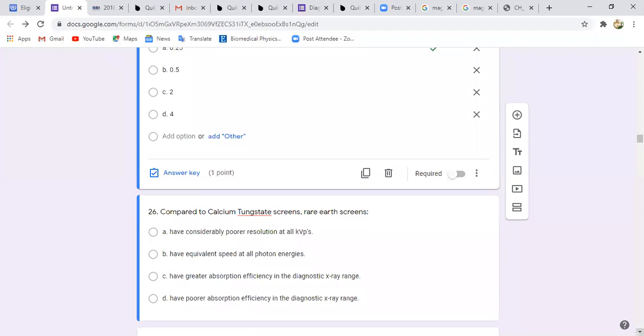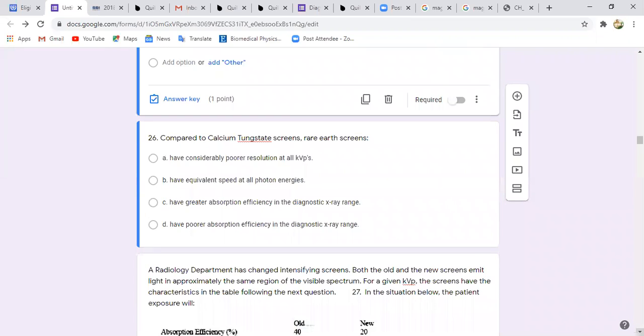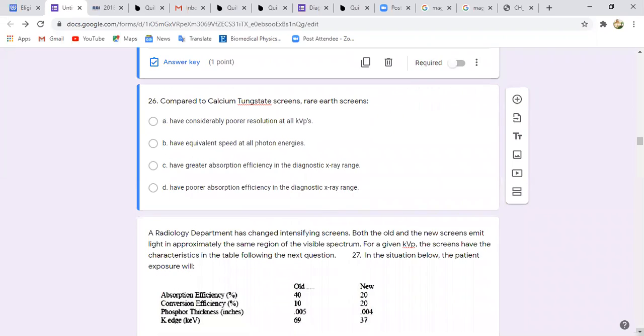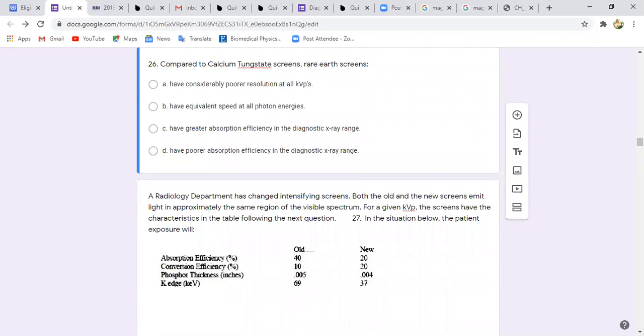Compared to calcium tungstate screens, rare earth screens have what? Greater absorption efficiency. Yeah, something like gadolinium oxysulfide has very wonderful properties. Calcium tungstate has around 5%, whereas the gadolinium screen has around 15%.